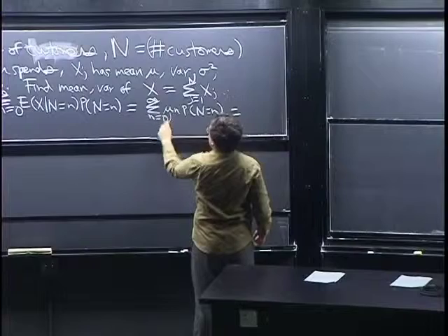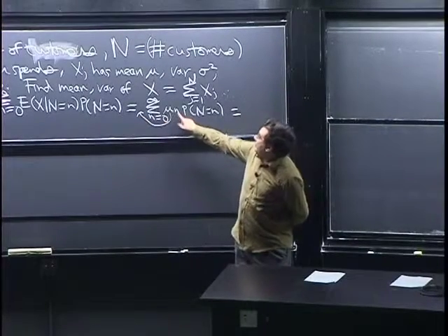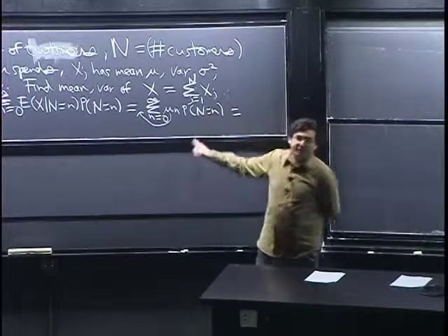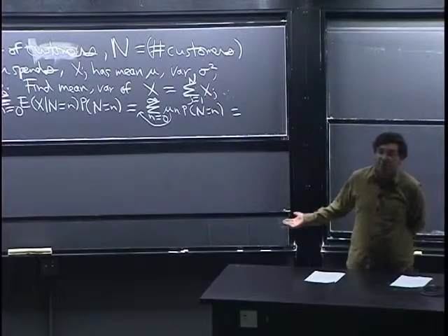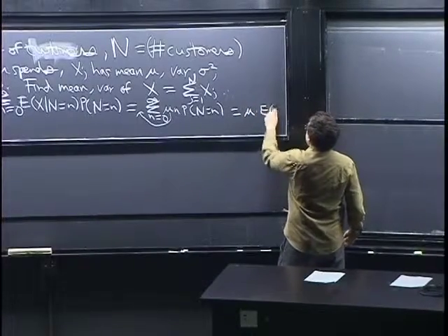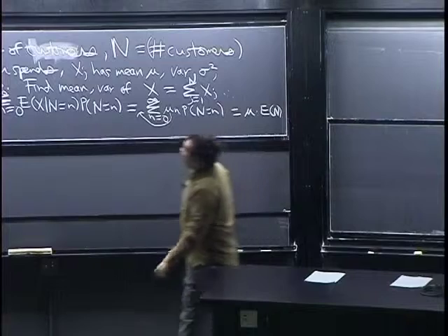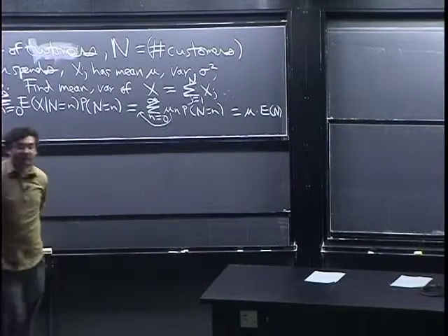So mu is just a constant, that comes out. And what's left in this sum is the sum of n times the PMF. By definition, that's the expected value of n. So we know that that's just mu times E of n. So the correction here is that this n should be the expected value of n, not n.